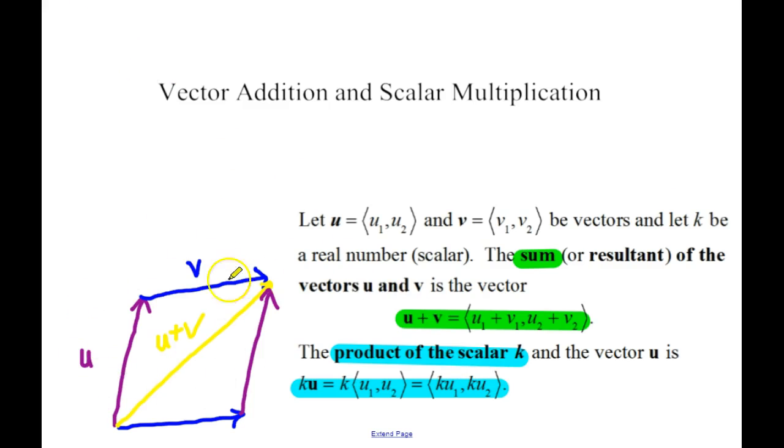The drawing on the left just shows that vector addition is commutative. So if I would take vector u and then add to it vector v, or if I took vector v and added to it vector u, we're going to get the same resultant vector, which represents the sum of vectors u and v.